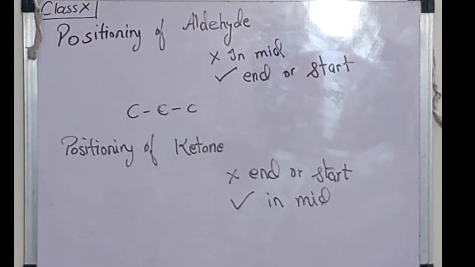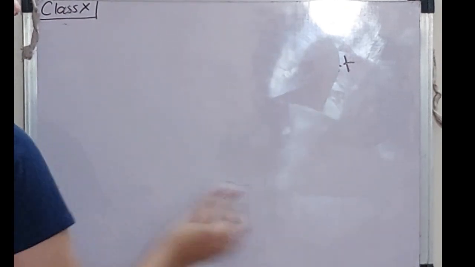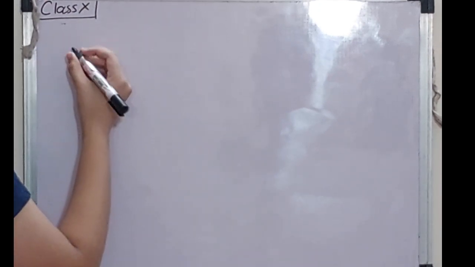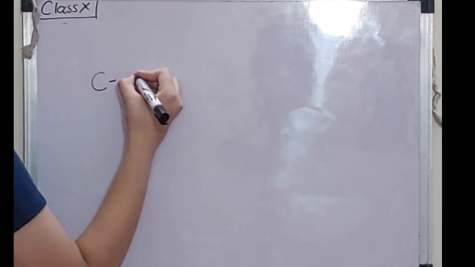Okay, now एक point और we are left with, that is how to do the naming, how to write the molecular formula for ketone. So how will you write the molecular formula for ketone? The molecular formula of ketone is, let me just draw one ketone first.